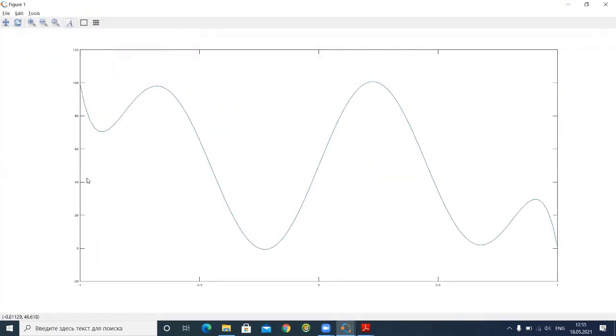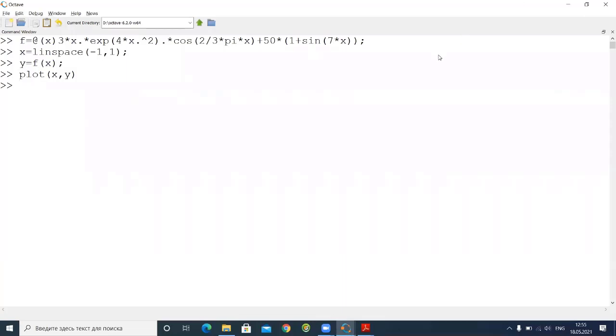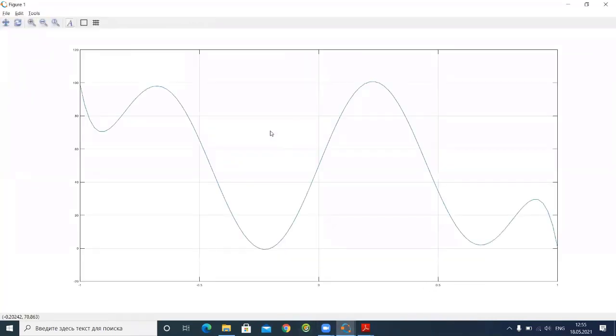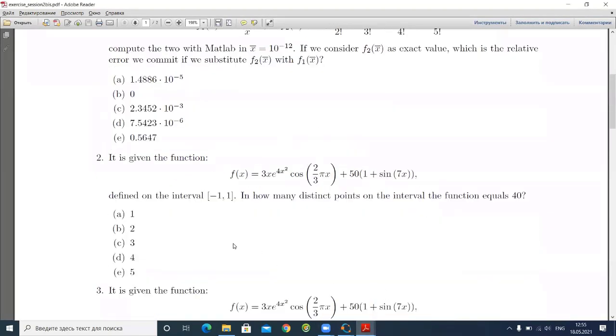So you can see here how many intersection points with 40: 1, 2, and 3, 3 distinct points on this interval. Yes? Is it clear? Yes, it's clear. We can do this grid also. Grid on. And now it will be with this grid. It's more visible now. So at 40, you can see here, 3 distinct points. So the answer is C, 3 distinct points.